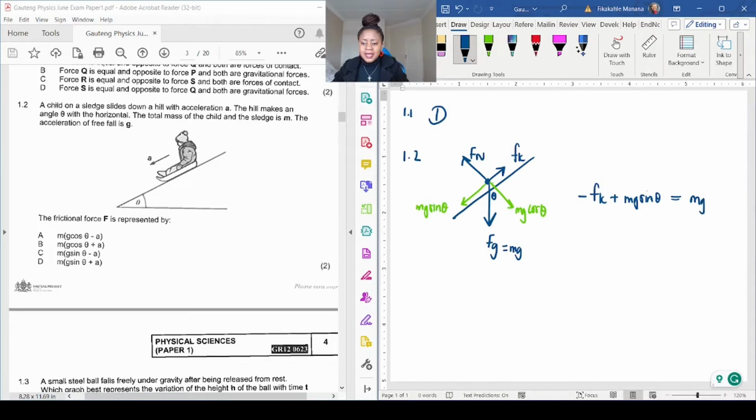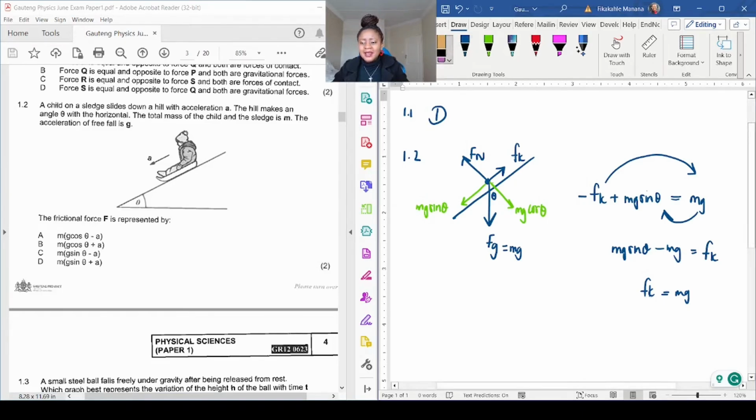And now if I take this to the other side, I'm going to have mg sine theta minus mg is equal to fk, but I want fk as the subject of the formula. So I'm going to take mg out. Okay, in my answer, I see they left acceleration as is. Let me leave it as is also here. It's always good to look in your answer at what is actually there before you get carried away like I just did.